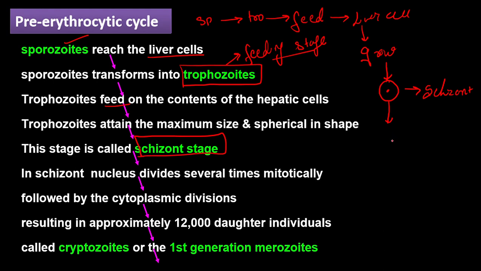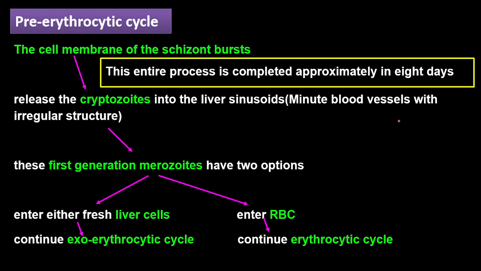Now in schizont, nucleus होता है. This nucleus will undergo division mitotically, followed by cytoplasmic division. और ऐसा करके how many daughter cells are produced? 12,000 daughter cells are produced, which we call cryptozoite or first generation merozoite. One second. Okay, ठीक है. The cell membrane of schizont bursts. The entire process is completed approximately in 8 days. हमने टेबल में 8 days लिखा था. This releases the cryptozoite. It enters into liver sinusoid. Sinusoid is nothing but the minute blood vessels. For example, your capillaries which are present in the liver.